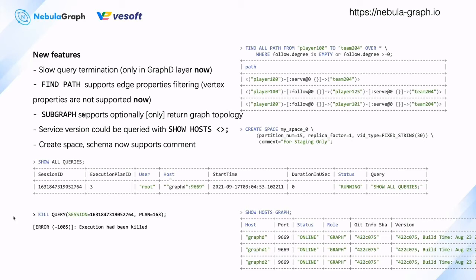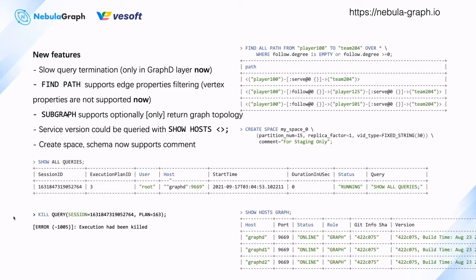The next one is finding paths. Now we can finally support filtering on edge properties during a find path query. As you can see here in the where clause, we can filter based on edge property conditions. But we still cannot support vertex property filtering. If you would like that to be supported, just stay tuned. We will support it in future releases.